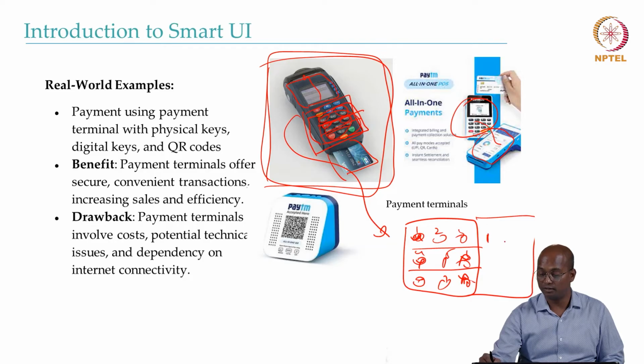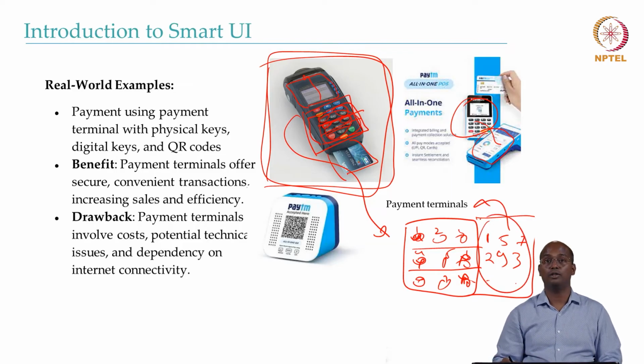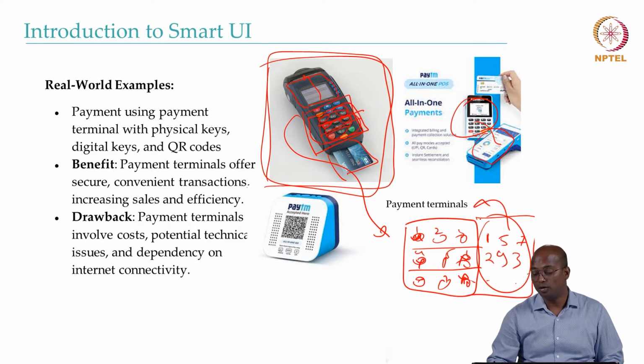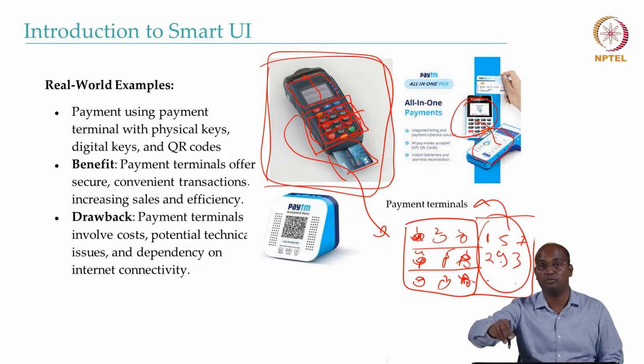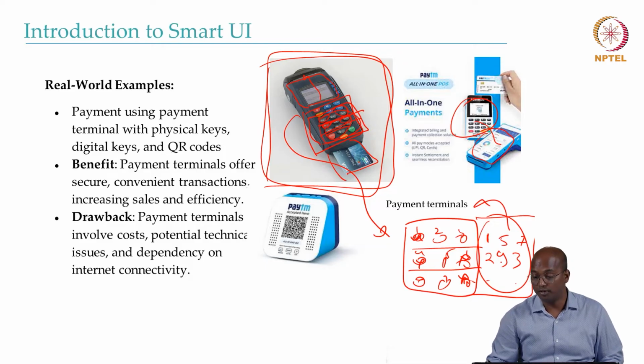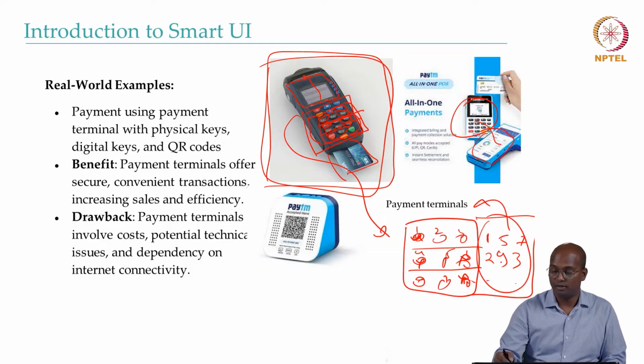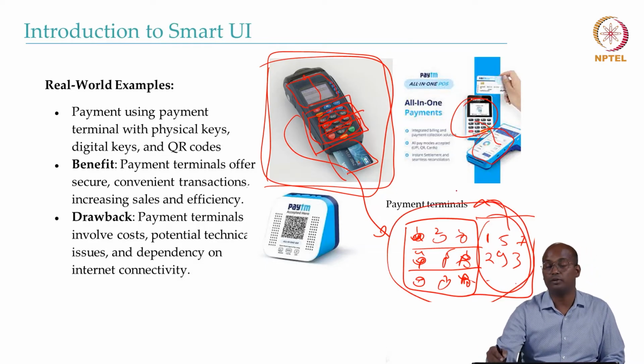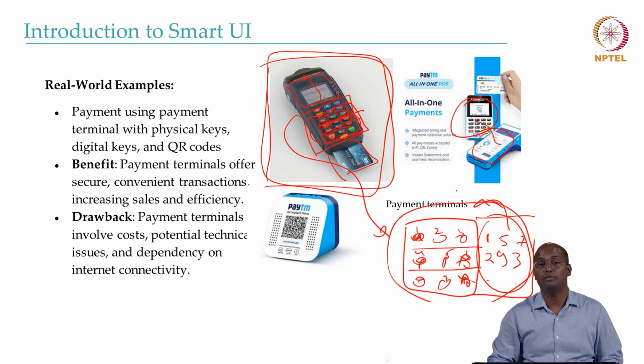So it might be the case that 1 is here, then 5 is here, then probably 7 is here, then 2 is here, then probably 9 is here, and then 3, and so on. And at different times, these positions will be different, so that the imposter, or probably the person sitting beside you, can't guess which numbers you are pressing for your PIN just based on your finger positions. In a way, this is an example of smart UI.